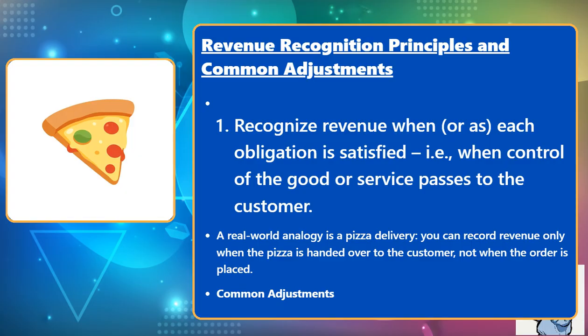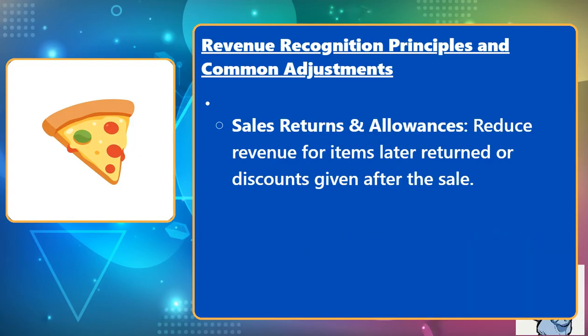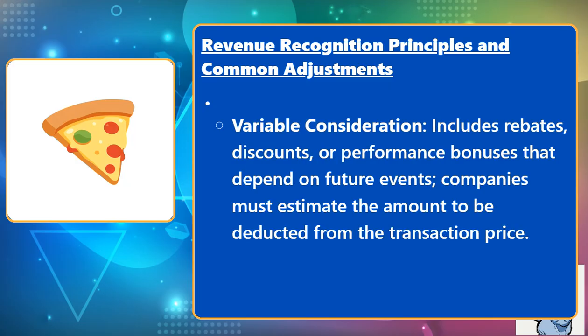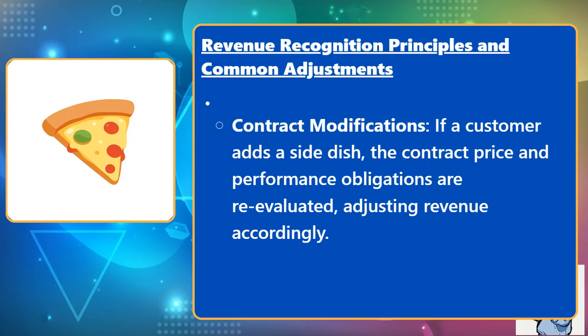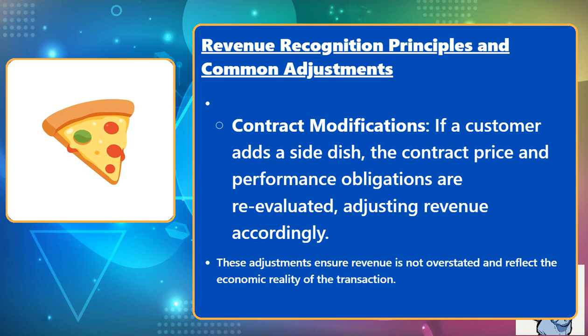Common adjustments. Sales returns and allowances reduce revenue for items later returned or discounts given after the sale. Variable consideration includes rebates, discounts, or performance bonuses that depend on future events. Companies must estimate the amount to be deducted from the transaction price. Contract modifications: if a customer adds a side dish, the contract price and performance obligations are re-evaluated, adjusting revenue accordingly. These adjustments ensure revenue is not overstated and reflect the economic reality of the transaction.